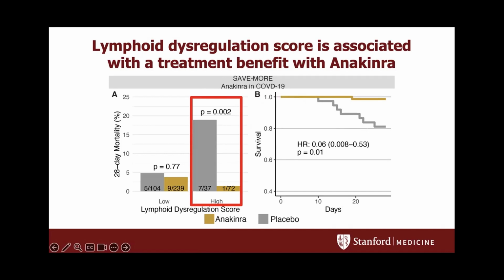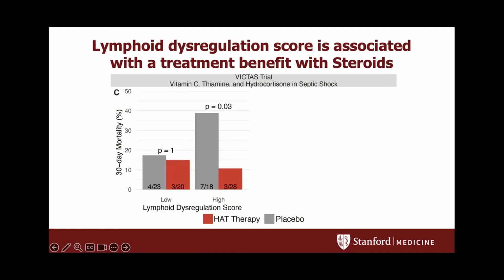And importantly, this difference was not seen based on myeloid dysregulation score. So I've held off on showing these results for brevity, but again suggests, as we mentioned before, that the flexibility of this framework and ability to look at different compartments of the immune system really is helpful. And then we turned to VICTUS.